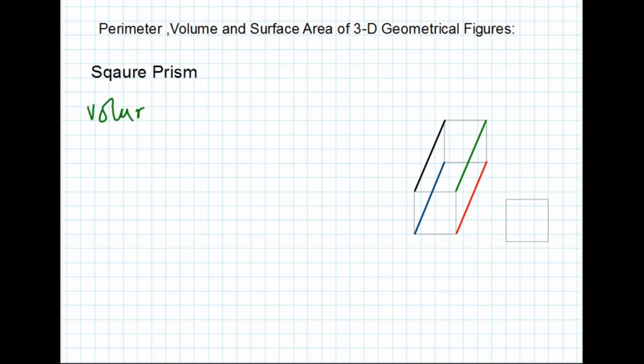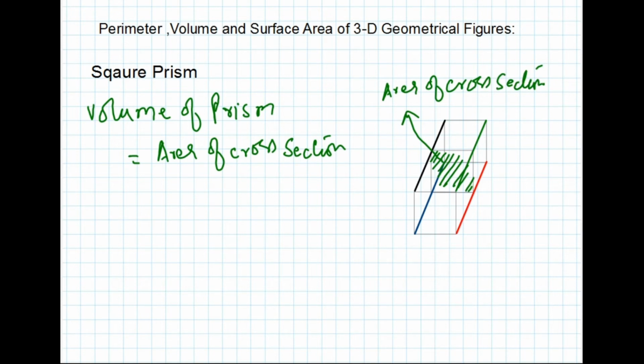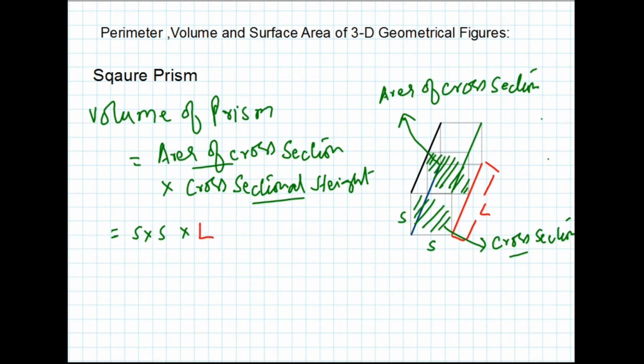A square prism is shown in the figure. Now the volume of a prism is equal to the area of cross section multiplied by the cross sectional height. The area of cross section of a square prism is shown in the figure. The side of the square is denoted by S. This square is also the cross section of the square prism. Therefore volume is equal to S into S multiplied by the cross sectional height, denoted by L. Therefore the volume is equal to S into S into L, which is equal to S square into L.